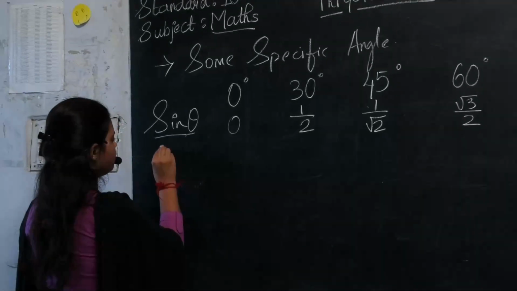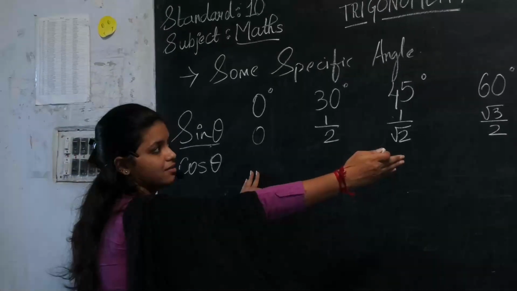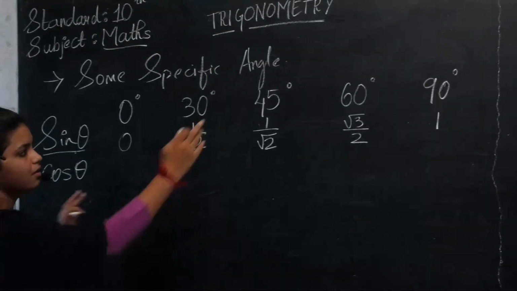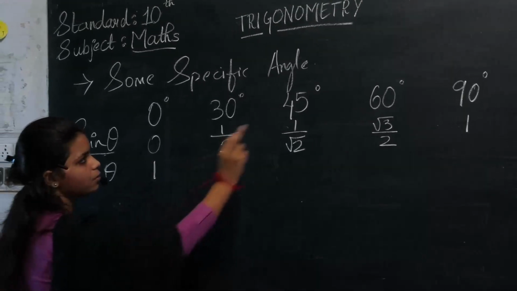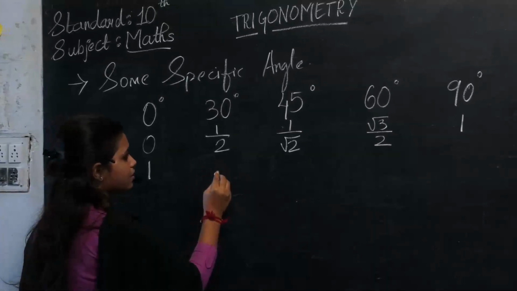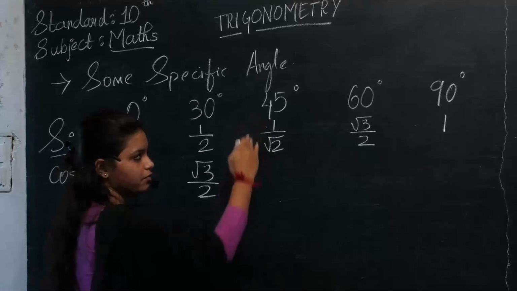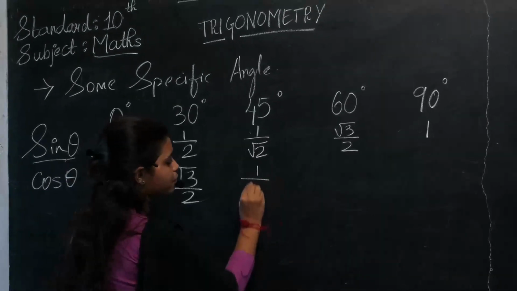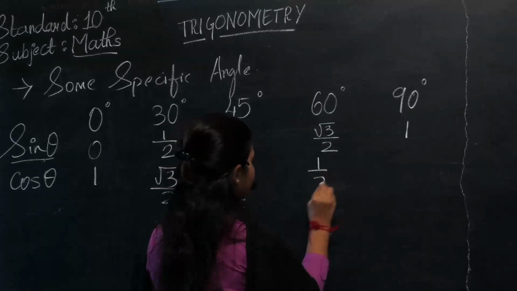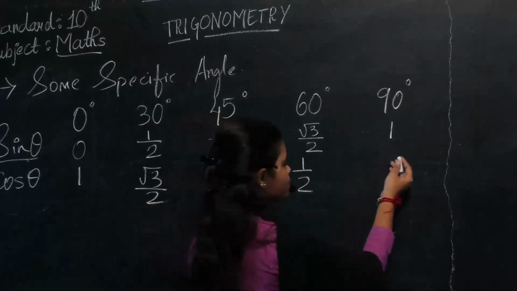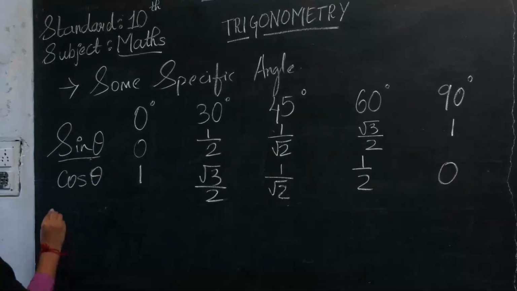Now we'll find the value of cos. What is the value of cos? Very simple. Just write it from the back side. What is the value of cos 90? It will be the same as sin 0, that is 0. What is the value of cos 0? It is 1. What is the value of cos 60? It will equal sin 30, which is 1 upon 2. What is the value of cos 45? It will be the same as sin 45, 1 upon root 2. What is the value of cos 30? It is root 3 upon 2. What is the value of sin 30? It will be equal to cos 60. It is 1 upon 2. And the value of sin 0 equals cos 90. That is 0. Clear? Okay.